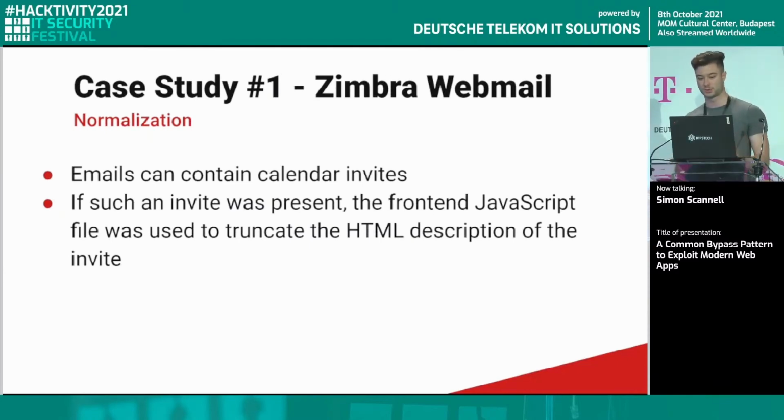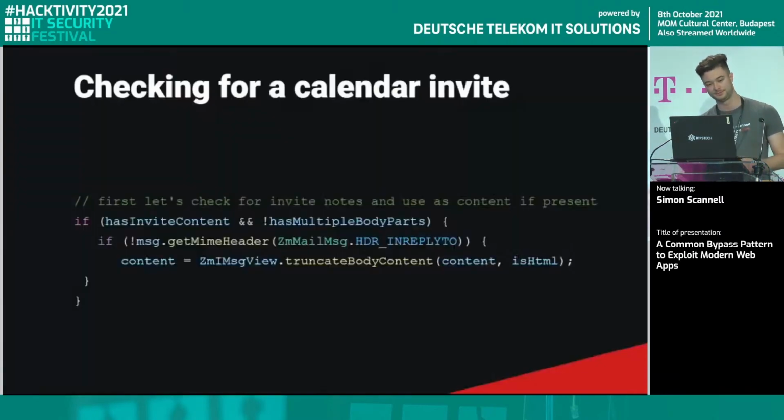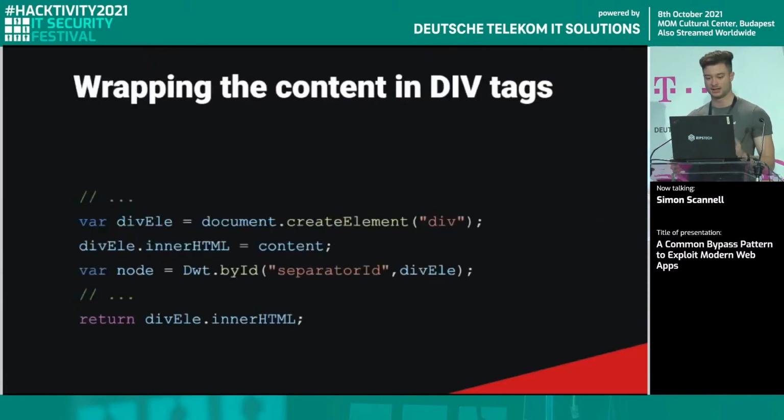And basically, if such an invite was present, the front-end JavaScript file was used to truncate the HTML description of the invite. So this is the actual vulnerable code. We checked if there's a calendar invite, and if so, there were some other checks that aren't interesting. And then we would actually enter the truncate body content function, where content contains the actual raw HTML string that has been sanitized. So this is user controlled input, which has already been sanitized. And this is code within this function. And now this is where it becomes interesting.